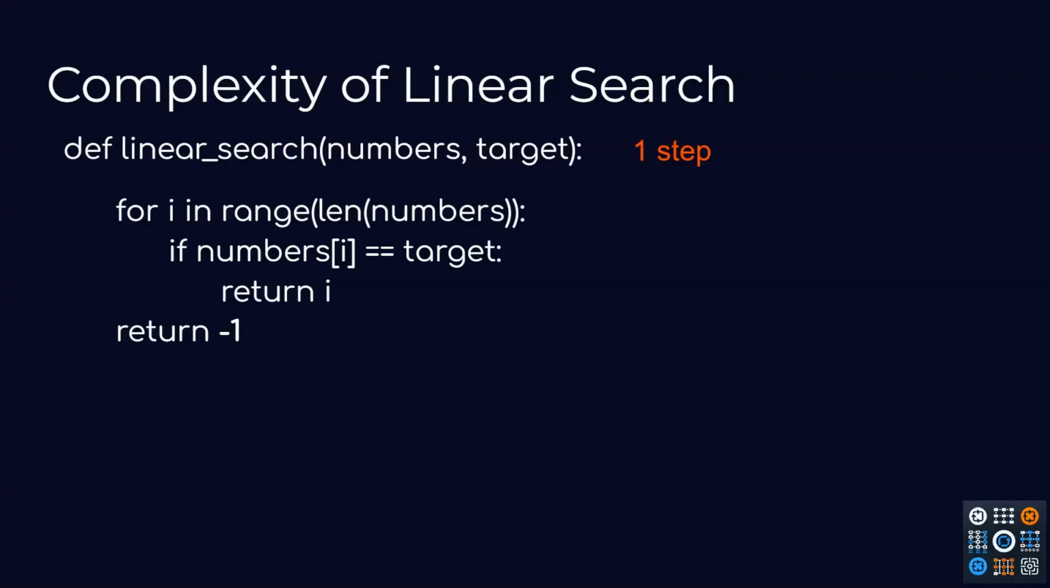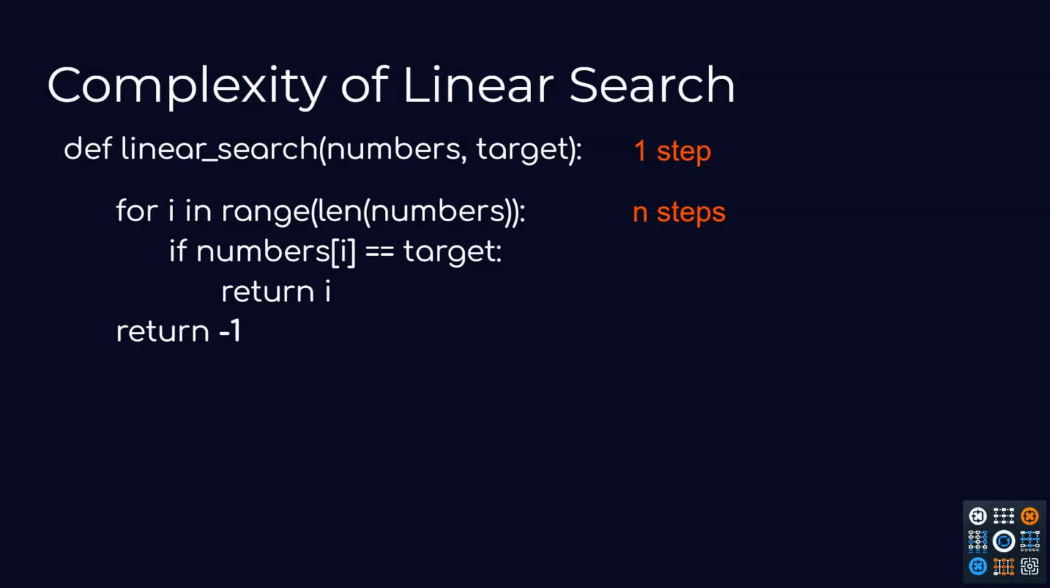Let's analyze the complexity of the linear search function by counting the steps involved. We start with the first line where the function is defined. This line does not depend on the input size, so it takes a constant 1 step. Next, we move to the loop. The loop iterates over the list, checking each element to see if it matches the target. Since the loop runs once for each element in the list, it can take up to n steps, where n is the number of elements in the list.